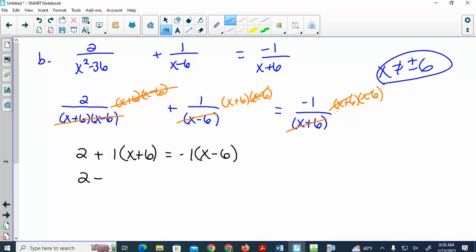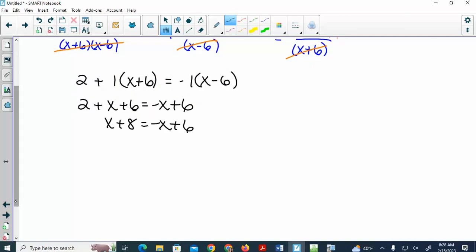So if we multiply out, negative x plus 8 equals negative x plus 6. If I add over my x and subtract my 8, we get negative 1. And we said at the beginning it couldn't be positive or negative 6, so negative 1 is an okay answer. Would you like me to work out either of the other two?